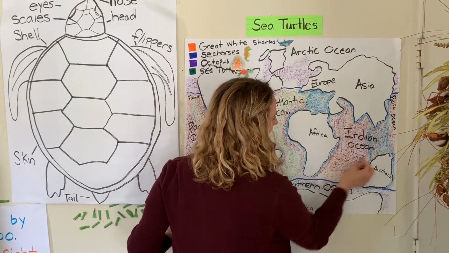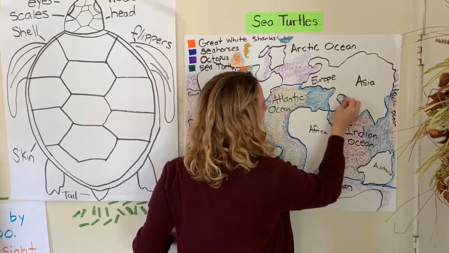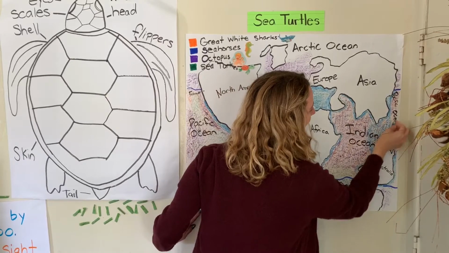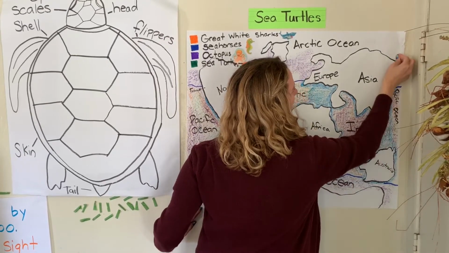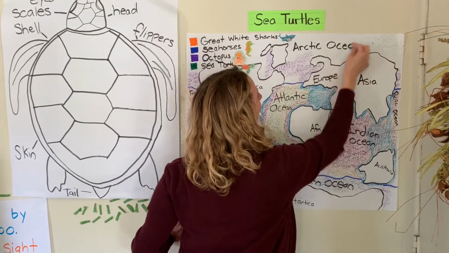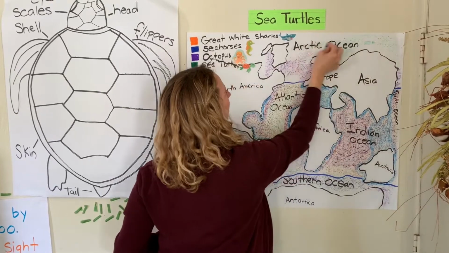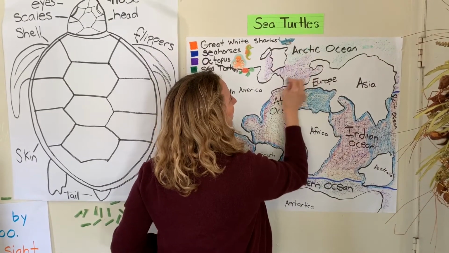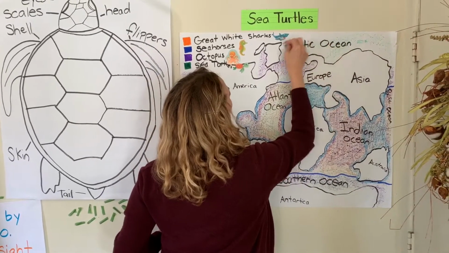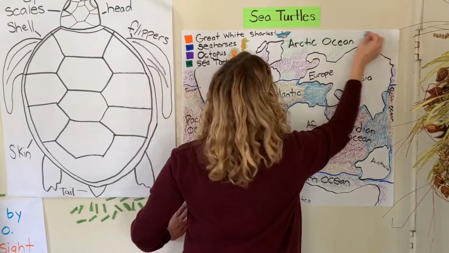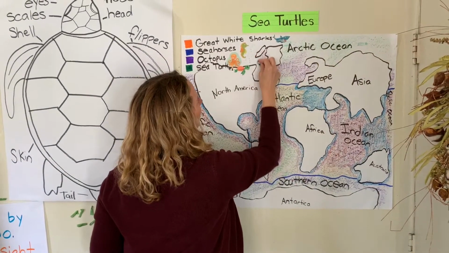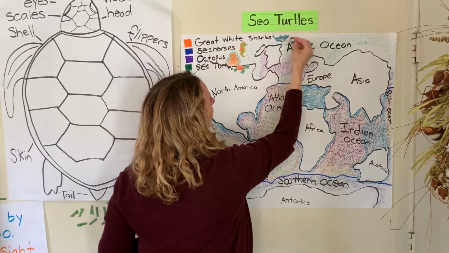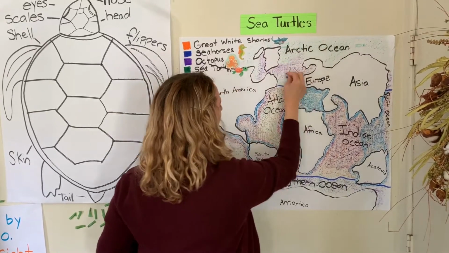So I'm adding green. This has just become a mixture of colors now. That's okay. All the way up to here, we finally get to color in the Arctic Ocean green. We have some purple there from the octopus that live there, but the leatherback sea turtle helped us travel all the way up to the Arctic Ocean.